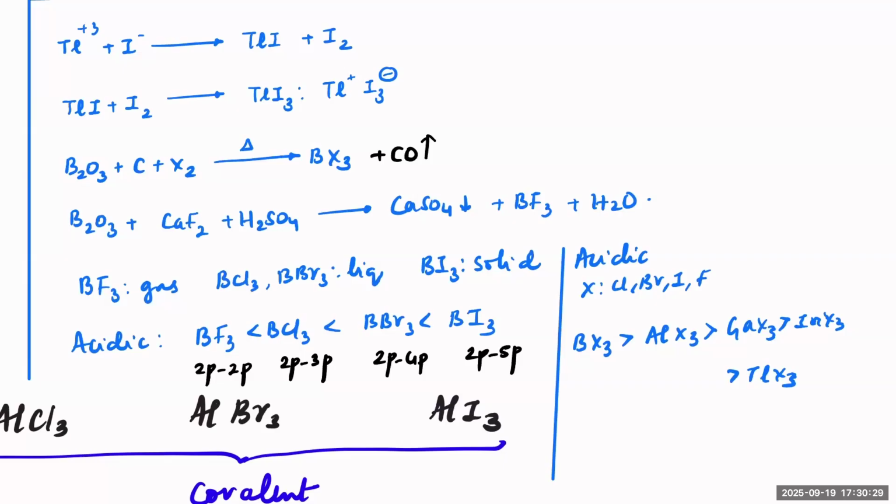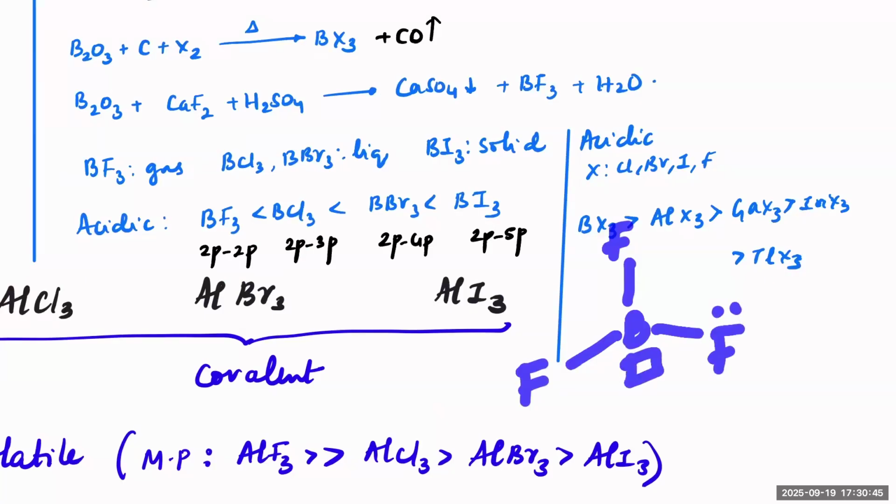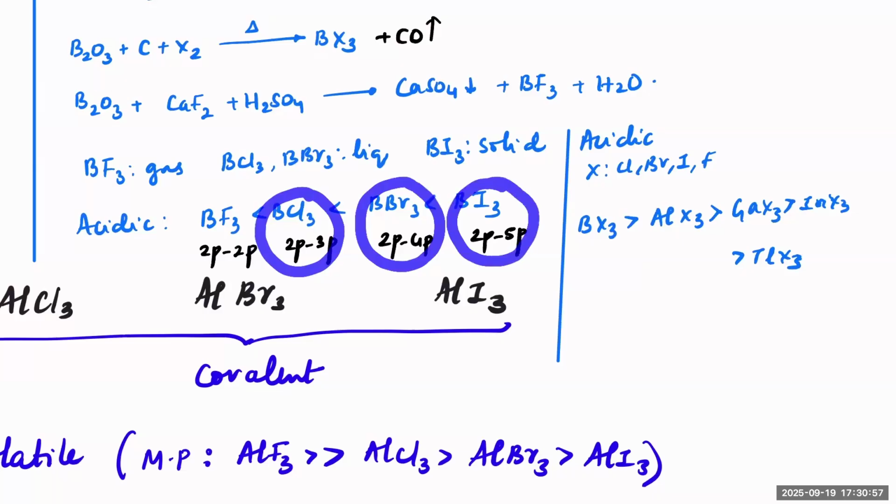And remember one thing here: in the case of BF3, you will have 2p-2p overlapping. Why is that? See, boron has an empty orbital and fluorine has lone pairs on it, correct? So this lone pair will support boron, giving a partial double bond character, and that's how it supports back bonding. The same happens with BCl3, BBr3, and BI3.